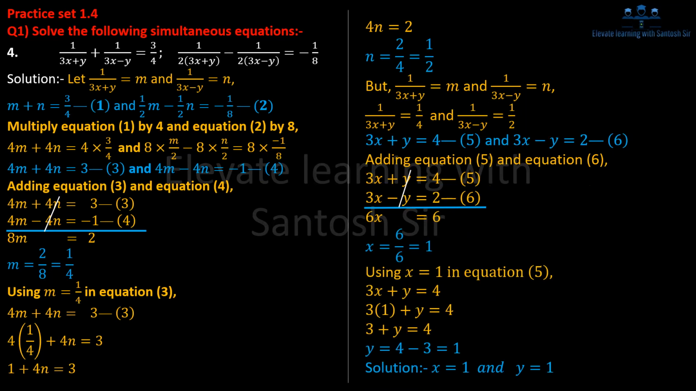Remember, if the question is positive 1 upon 8, the answer will be different, but the method will be the same. So be careful, look at your textbook and accordingly you can solve. With this, we end the practice at 1.4. I hope you have understood this method of solving simultaneous linear equations. This is called the substitution method.